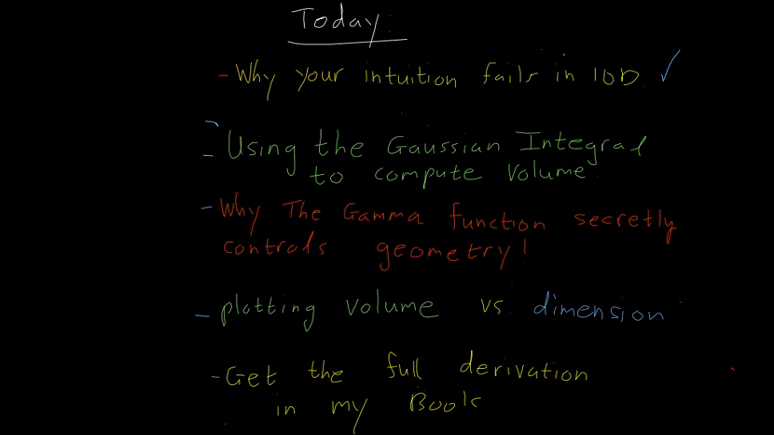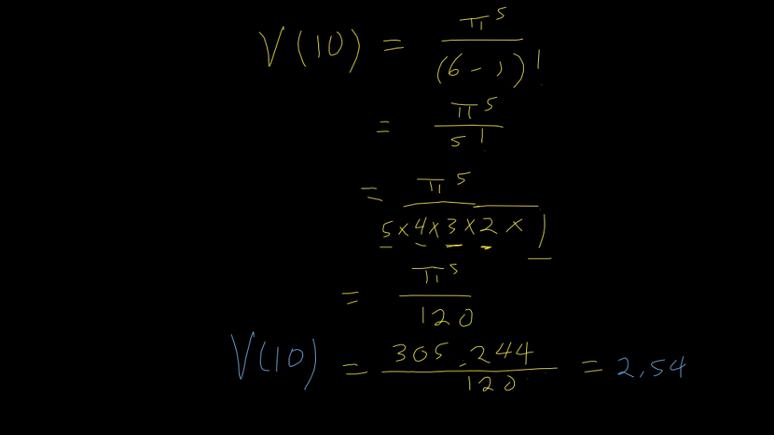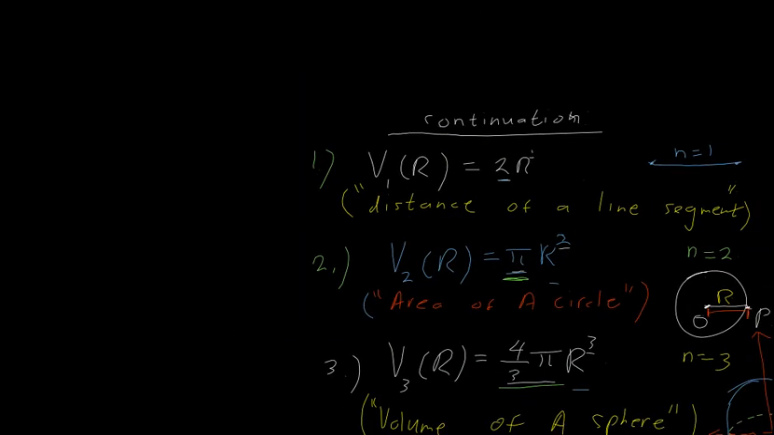The area of a two-dimensional sphere in reality is a circle. So V of 2 is pi r squared, right? And you can see that we have very quickly here a continuation. There's a general pattern that can be deduced.